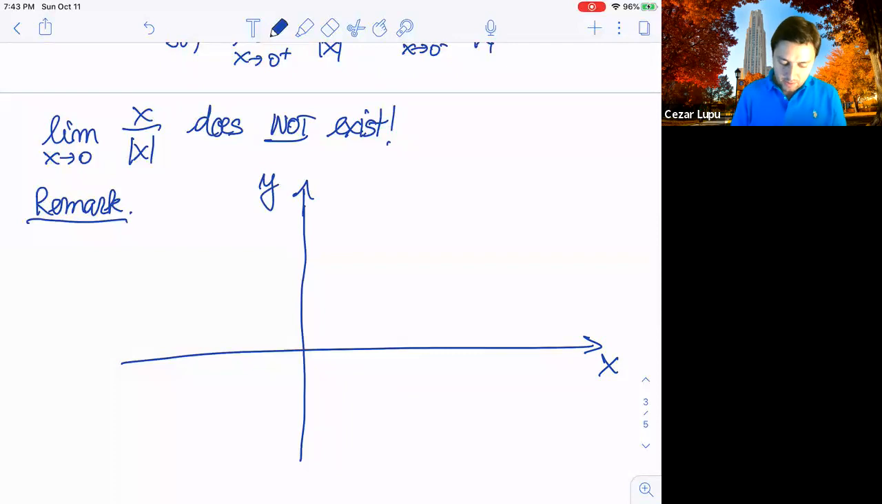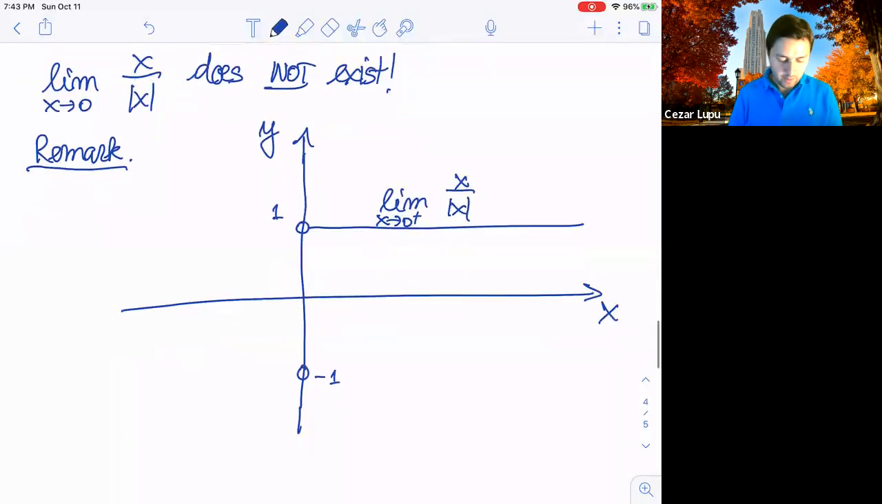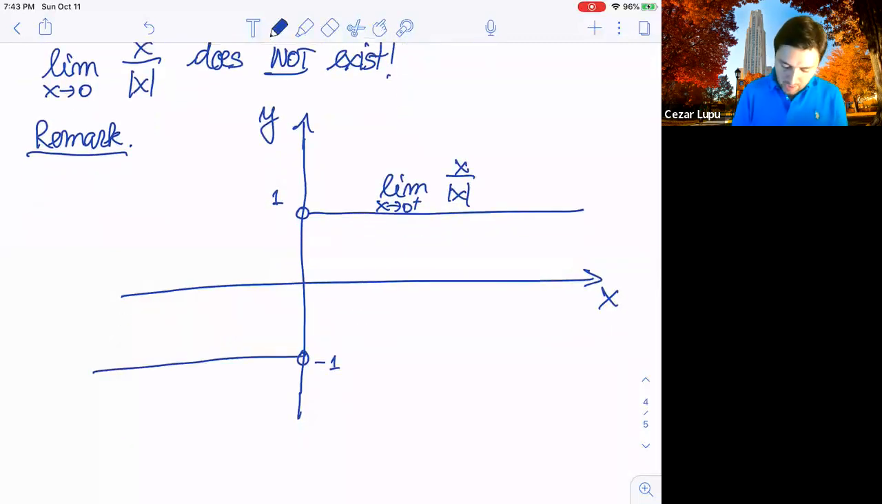So as you can see here, here is negative 1, here will be 1, so then here will be this limit as x approaches 0 plus of x over absolute value of x, and here will be this guy, the limit as x approaches 0 from the left of x over absolute value of x. And I think this picture makes complete sense when you look at it, right?